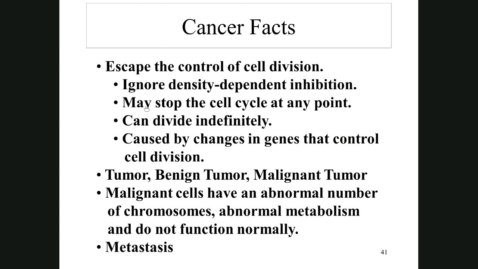Cancer cells may stop the cell cycle at any point. So any part of the cell cycle could just freeze for an unlimited amount of time or just permanently. But the cells can divide indefinitely. That means that they're immortal, caused by changes in genes that control cell division. What happens in cancer cells is that a gene called telomerase, the telomerase gene, is turned back on.